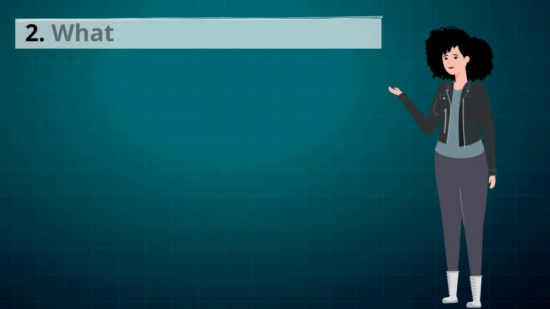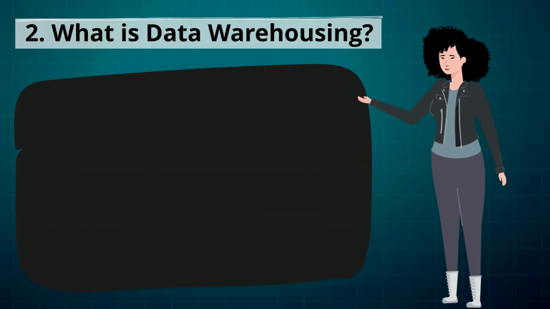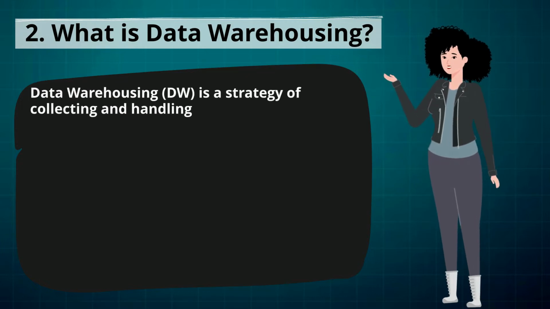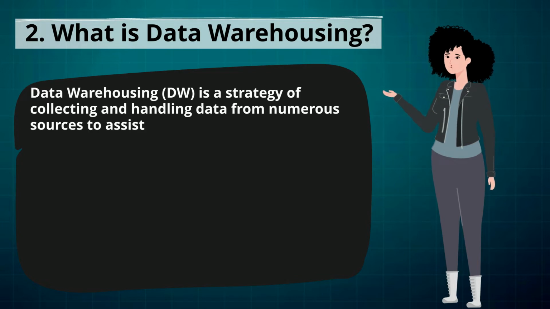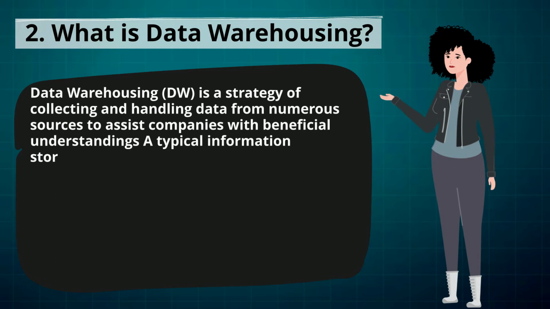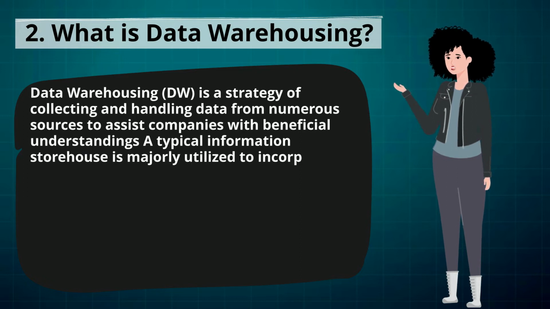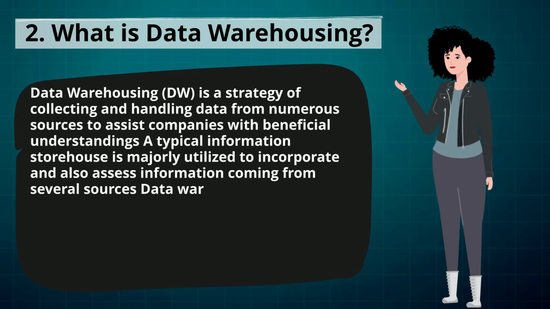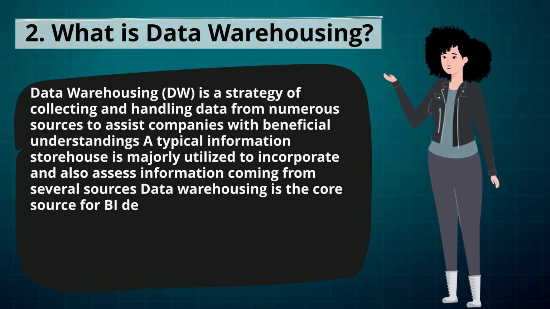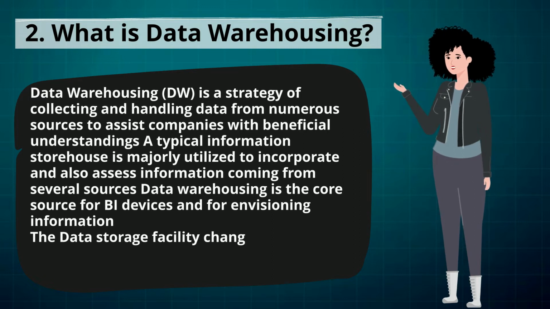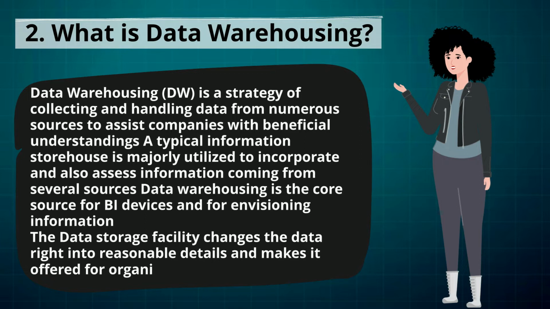2. What is data warehousing? Data warehousing, DW, is a strategy of collecting and handling data from numerous sources to assist companies with beneficial understandings. A typical information storehouse is majorly utilized to incorporate and also assess information coming from several sources. Data warehousing is the core source for BI devices and for envisioning information. The data storage facility changes the data into reasonable details and makes it available for business users.